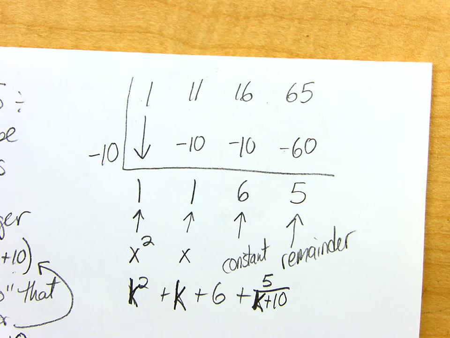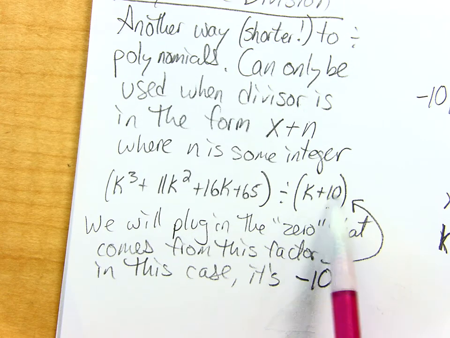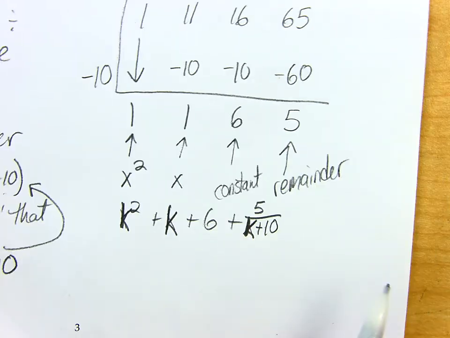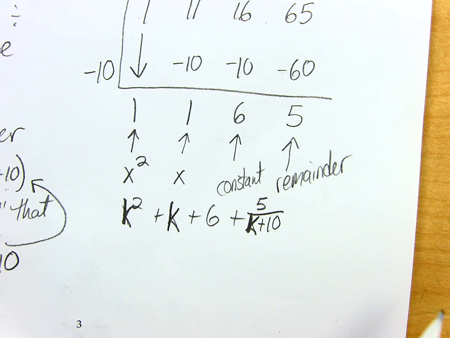Yes, because you have to plug in what the 0 would be from that factor. Yep. So you're always going to plug in the opposite of what you see there.